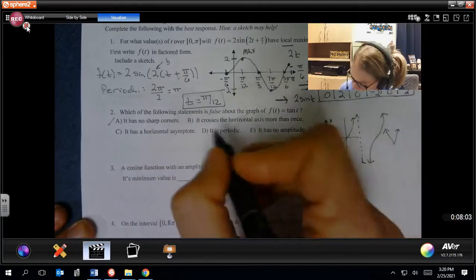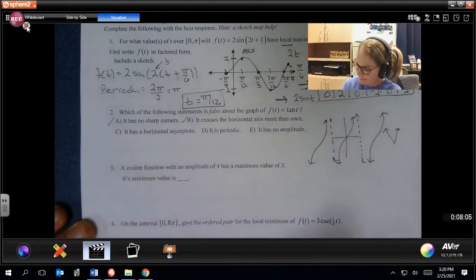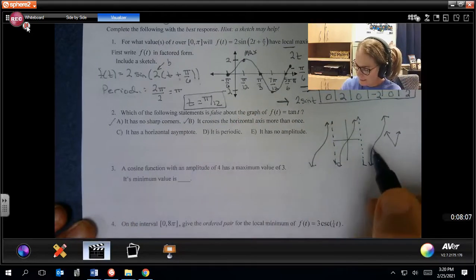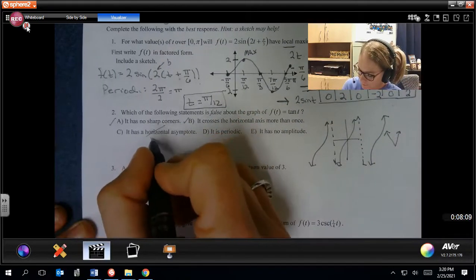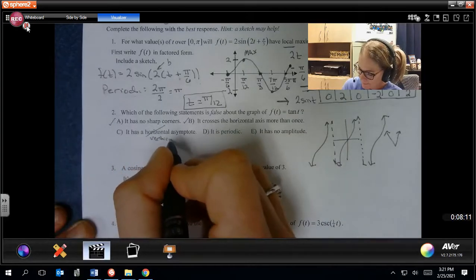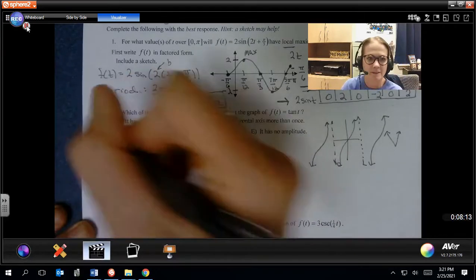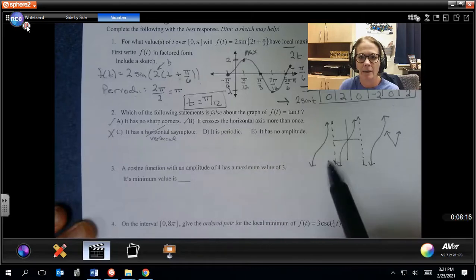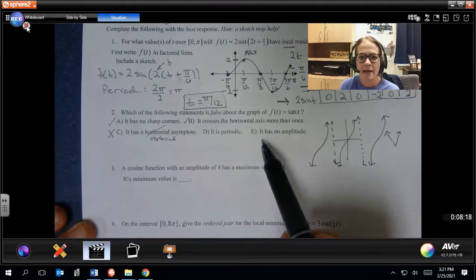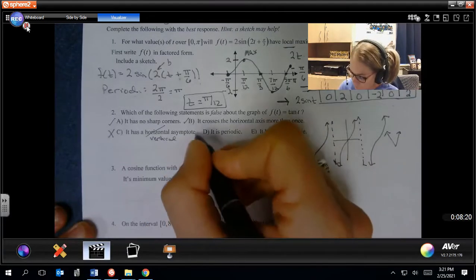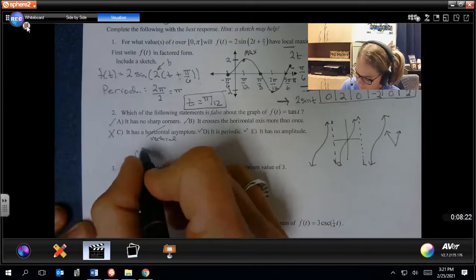So that's true. It has a horizontal asymptote. Has a vertical asymptote. So it looks like this is going to be a false, but let's just check. Periodic, absolutely it's periodic, and it has no amplitude, and those are true. So this is C. Okay.